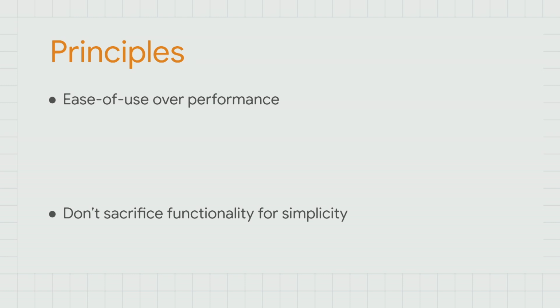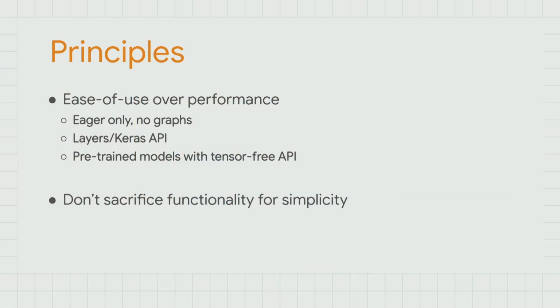Again, we don't want to sacrifice functionality for simplicity. So those are two overarching principles. We decided to go eager only. From the very beginning, we've never had a graph. We've never had session APIs. We just said eager. This is a lot simpler to wrap your head around. This is when TensorFlow 1.0 was out, so it was all graph-based.